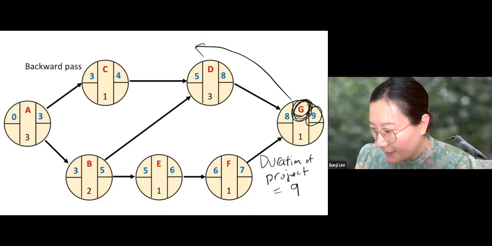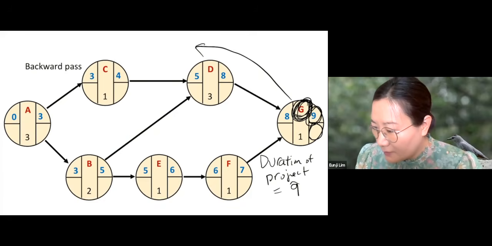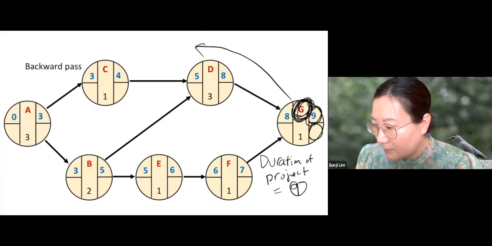So let's start with the last activity, which is G, and what is the latest finish time of G? The latest finish time is the latest time by which an activity should be completed without delaying the whole project. The key word is that we don't want to delay the whole project. So if you don't want to delay the whole project and the duration of the project is 9 months, by when should you finish this activity? By 9, right? 9 is the latest finish time of activity G.